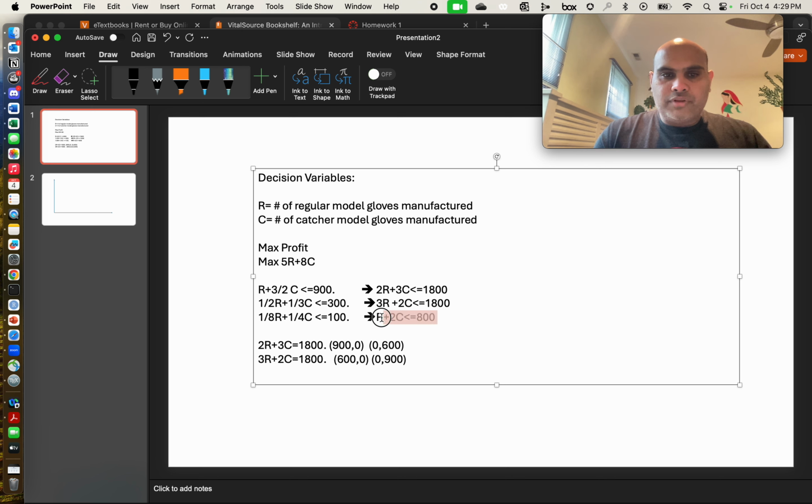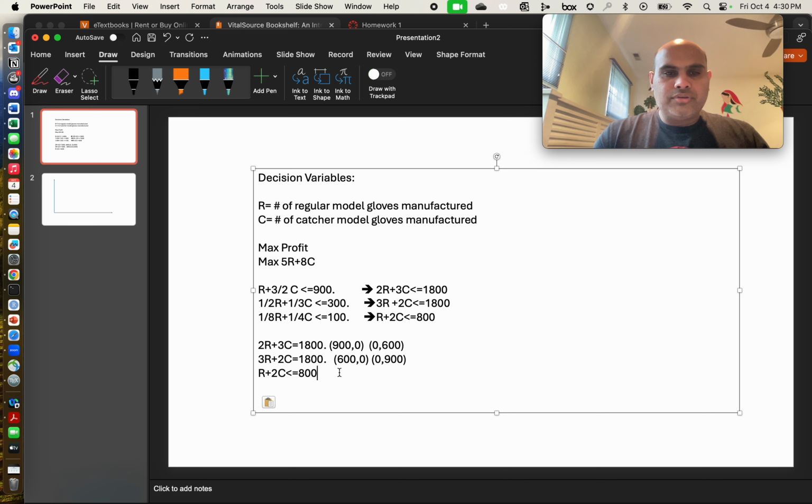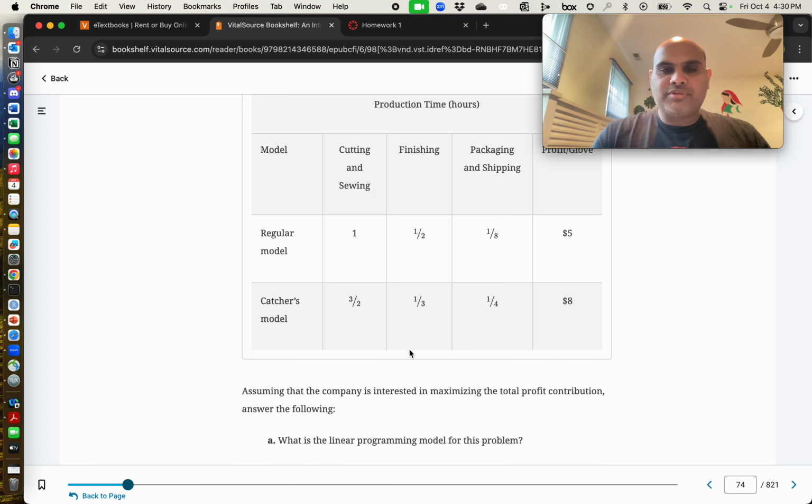Now let's find the endpoint for the third one. Okay. So if I plug in r is 0, I get 2c. So I get 0, 400 here. I think I made a mistake, so let me fix that in a second. So 0, 400. And then if I plug in c is equal to 0, r is 800. So it'll be 800, 0. Now, I think the mistake that I made is I think the last constraint is a greater than or equal to constraint. So let me look at that.